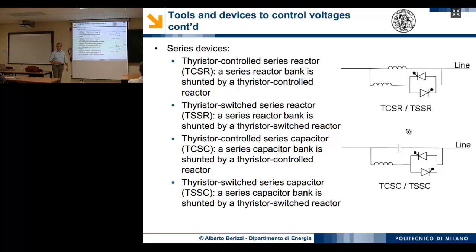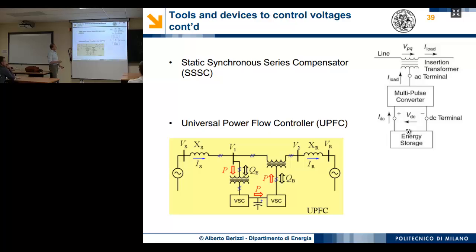And then there are some other devices for the series compensation. So thyristor controlled series reactors and thyristor switched series reactors based on the control of this tool. And here we have the same with the capacitor here. So you can, in this case, compensate the line. Again, we have thyristor controlled series capacitor and thyristor switched series capacitor. Okay, they are the same family.